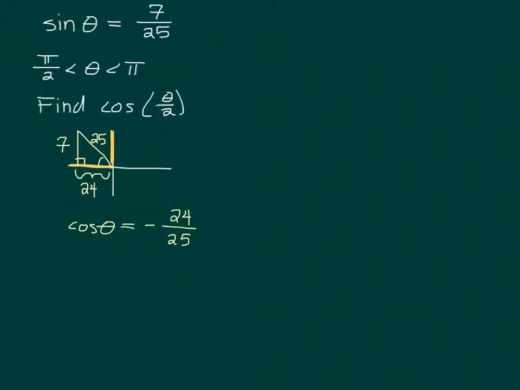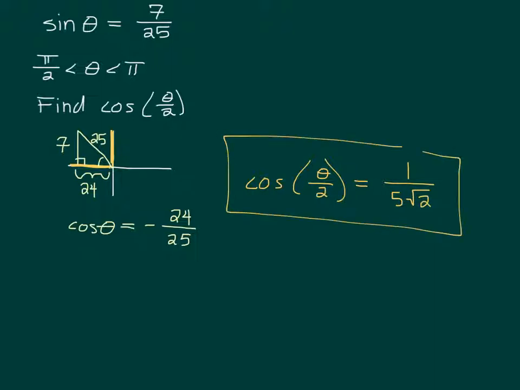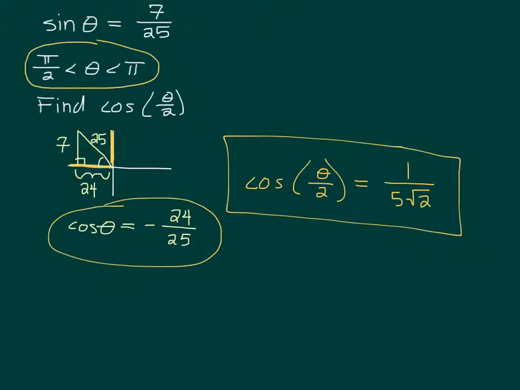At this point, we know that cosine theta over 2 is positive 1 over 5 root 2, obviously. Because at this point, we know cosine theta is negative 24/25. We know theta is between pi over 2 and pi. It's the same exact question we had before. Just given where the quadrant is given to you in radians rather than degrees.